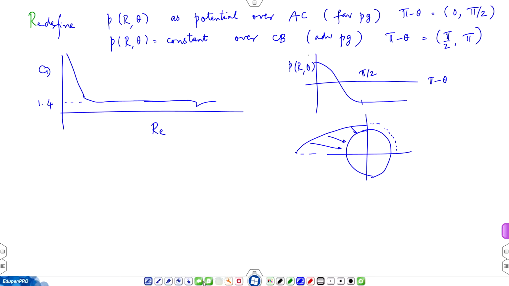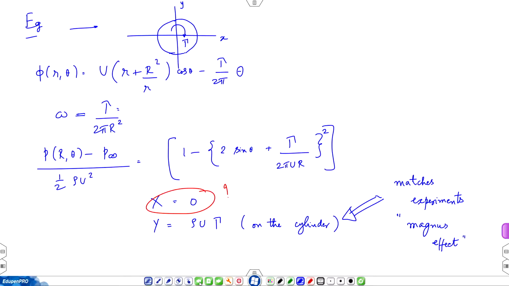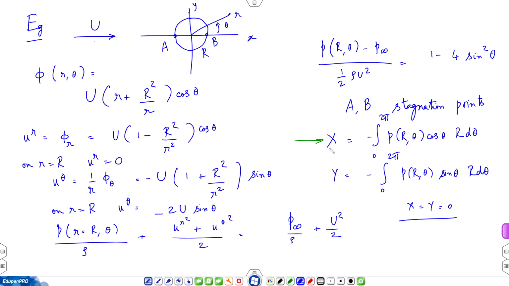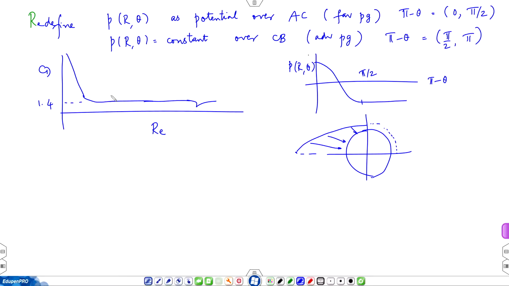So if you look at the expression, it will be independent of Reynolds number. So let's look at this expression for x. If you scale it by half rho u square, then this pressure does not have Reynolds number in it. The Bernoulli's equation has no Reynolds number in it. So you will get a number out of it. So you will get some data like this. Slightly higher than 1.4. I think I don't remember, some 2.5 or something.